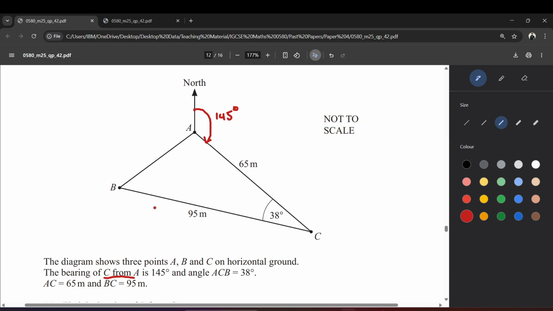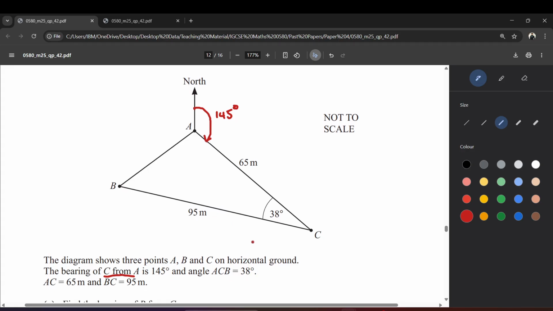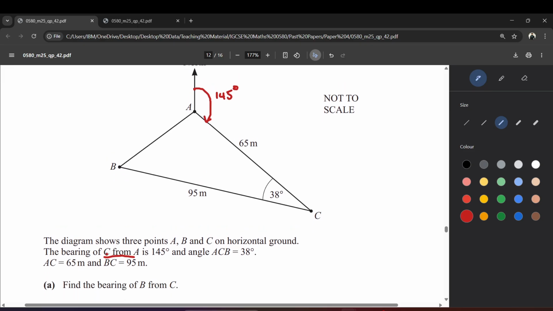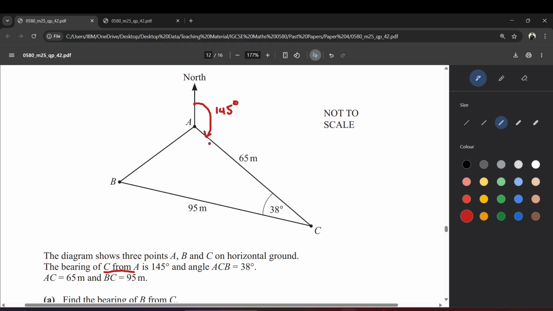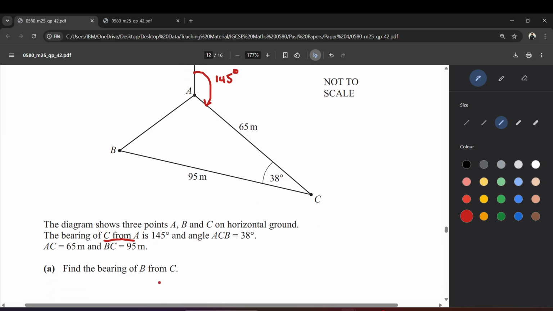So always look for what is written after the word from. That is from where we have to start. Angle ACB equals 38 degrees. AC is 65 meters, and BC is 95 meters. Now, always read the question. Do not just rely on the diagram, because if you only said, I can see from the diagram that this is AC, so I have 65 meters, BC 95 meters, and I have this angle, you would miss this important information. So always read what is given to you, and verify whether it is mentioned in the diagram or not. Find the bearing of B from C.